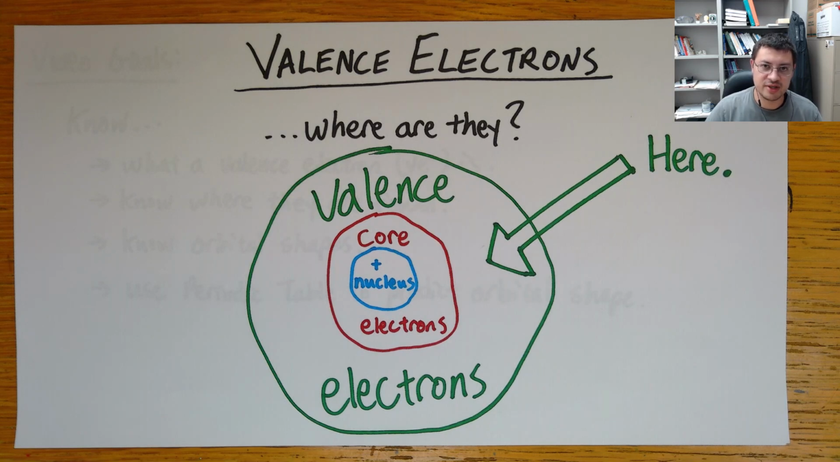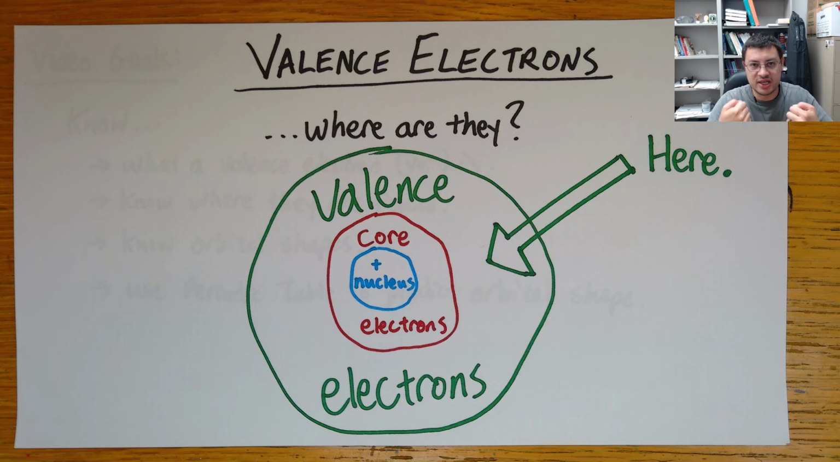Valence electrons, in my view, are the most important electrons when talking about chemistry. They are on the outside of the atom, which means they're accessible for doing chemistry. That is to say, making bonds, breaking bonds. They're involved in bonds, connecting atoms together.